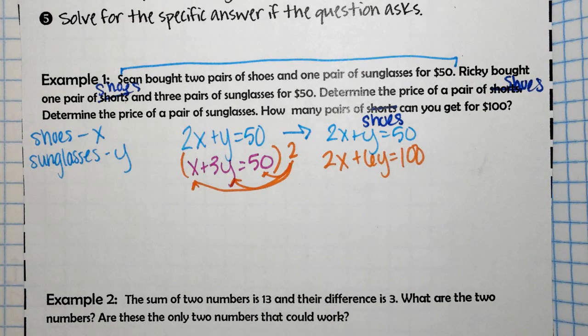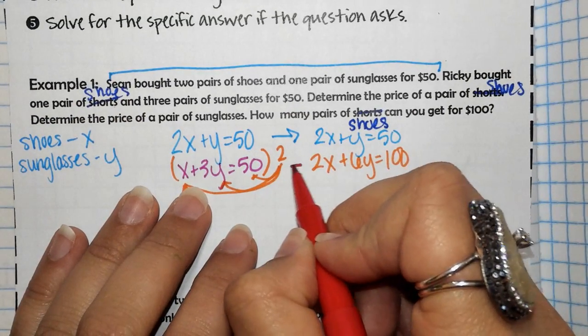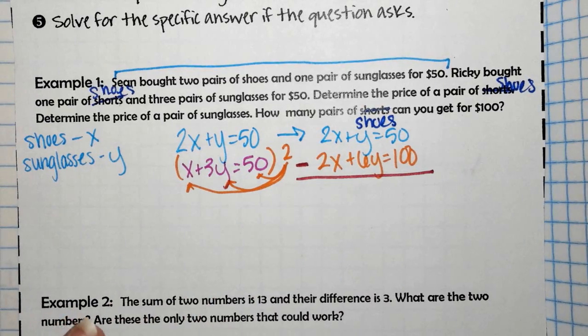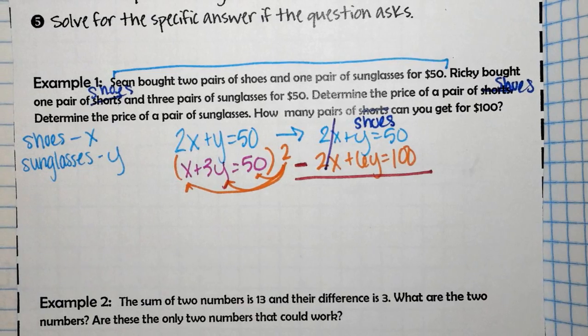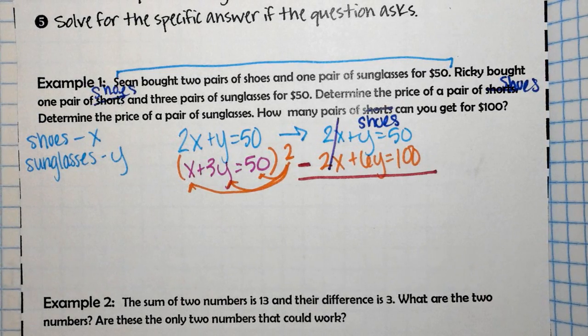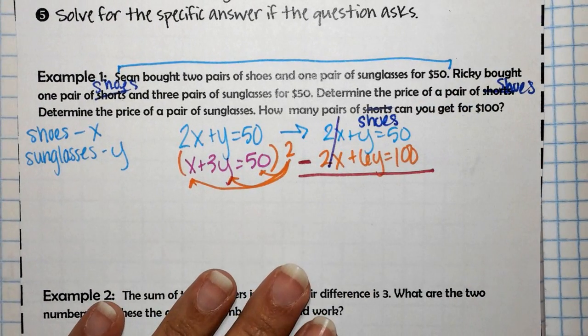Same sign, subtract. So we're going to eliminate x by subtracting. 2x minus 2x is 0. It cancels. Elimination. And then 1y minus 6y is? Negative 5.